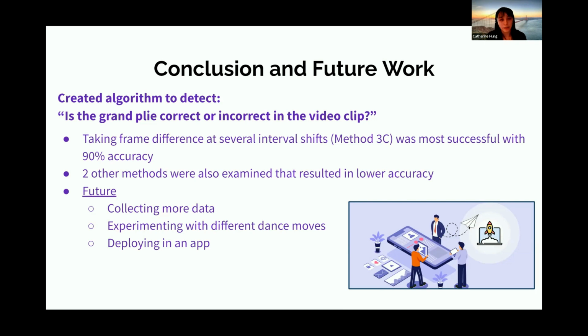And it would be nice to deploy this in an app so other people can use it, but before that, I would like to focus on trying to add more data and seeing if the results are still high.